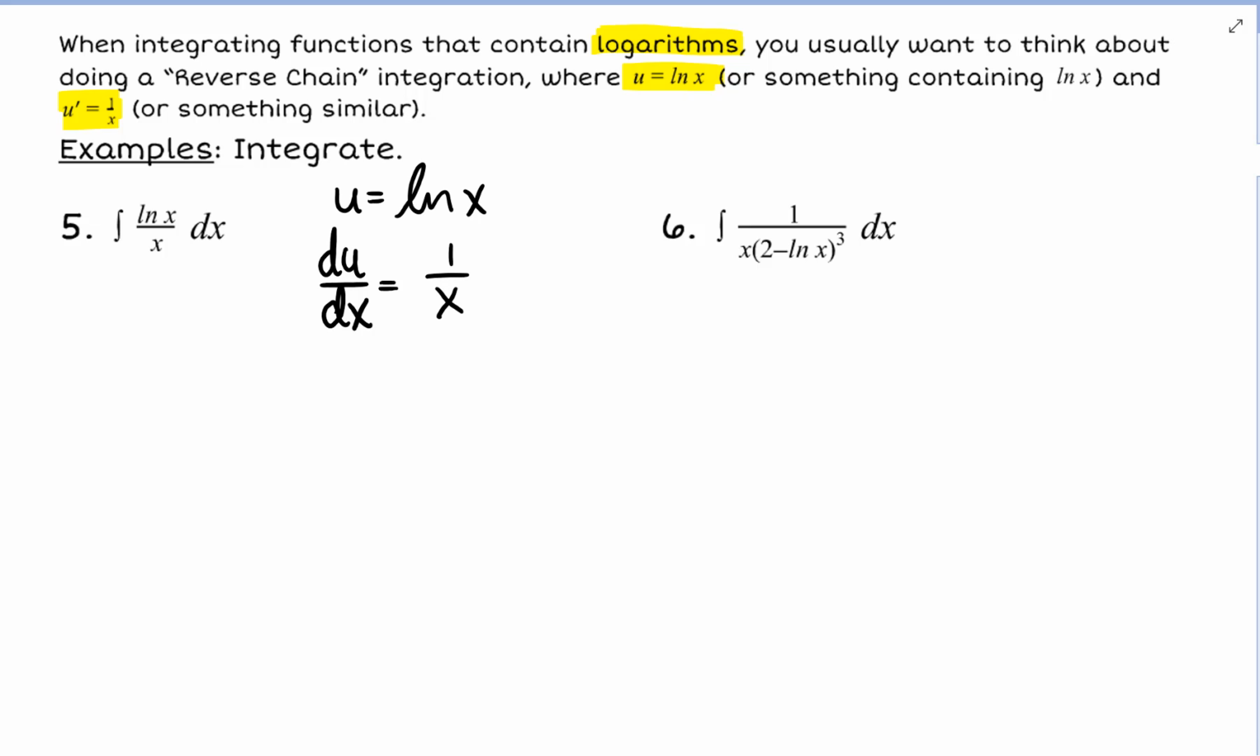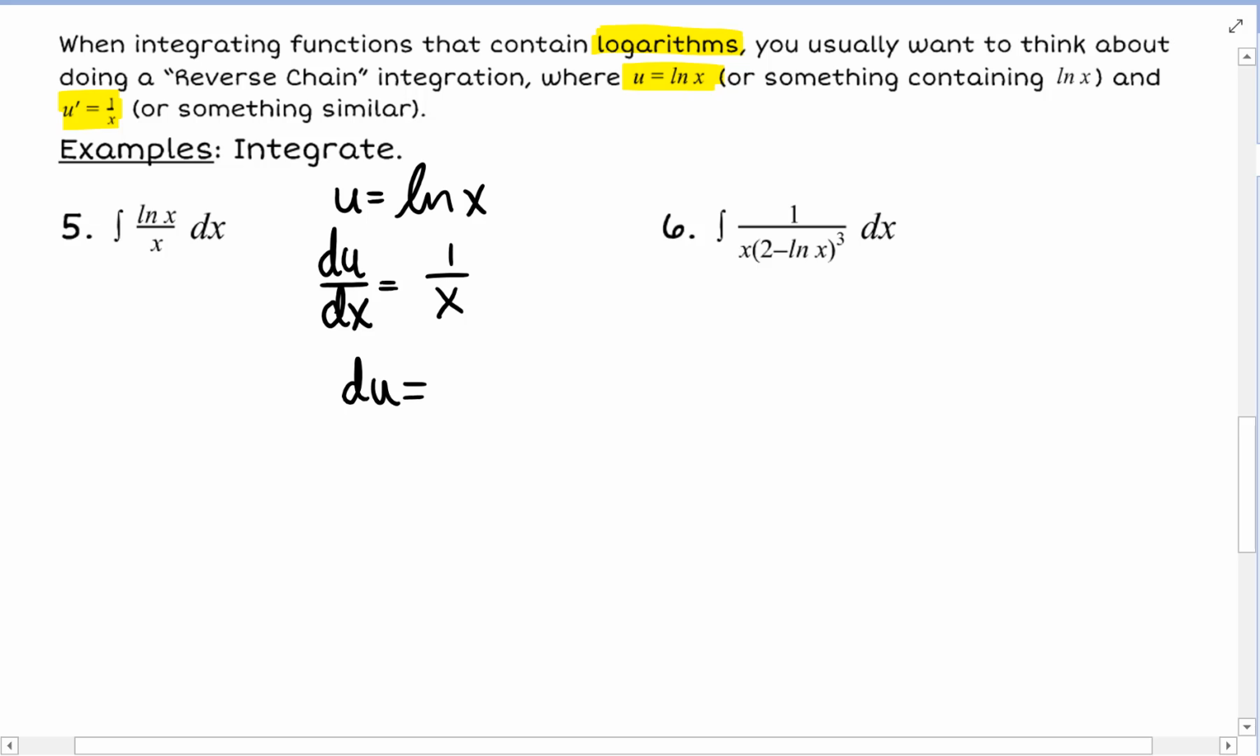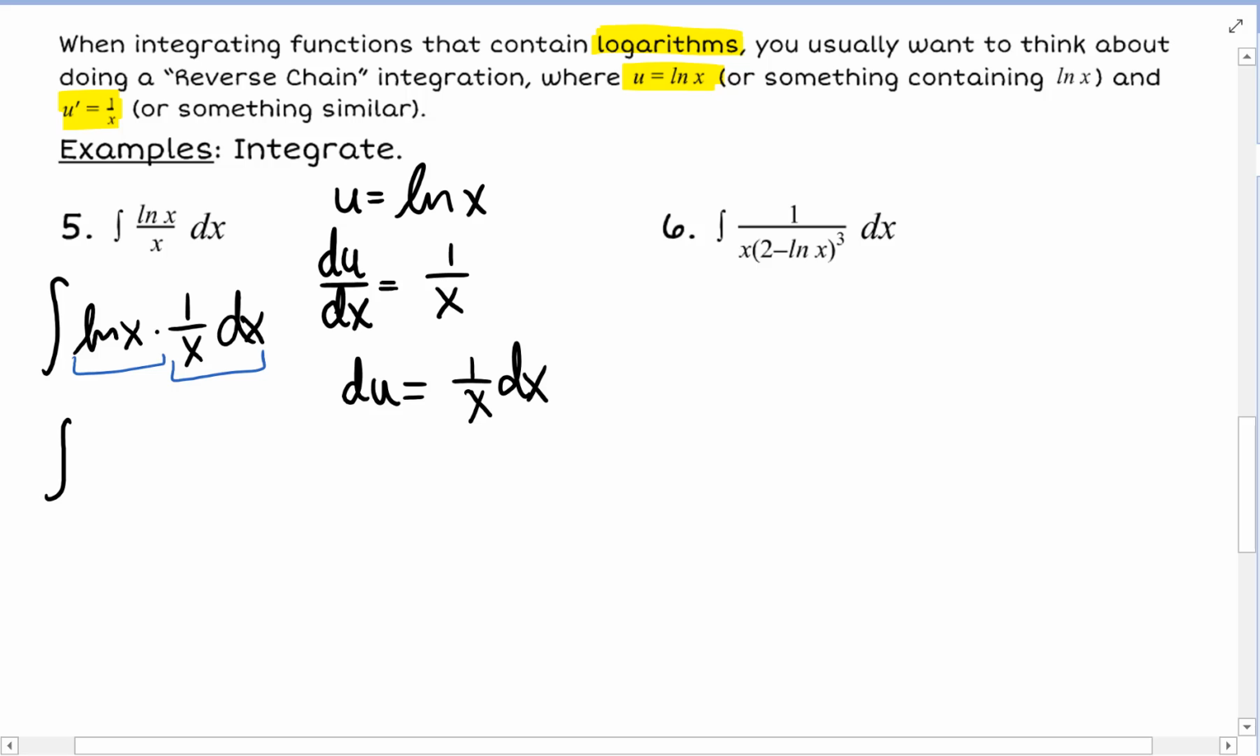I'm going to solve for du by multiplying both sides by dx. So this integral, I could actually rewrite just for the visual sake as natural log of x times 1 over x dx. And hopefully you can see that this will be u and this will be du. So u is equal to natural log of x, and then 1 over x times dx is equal to du.